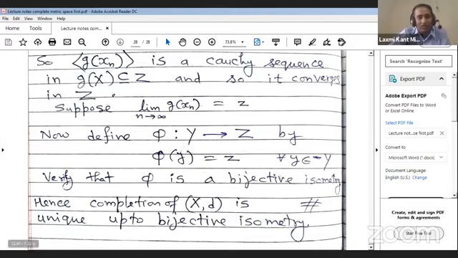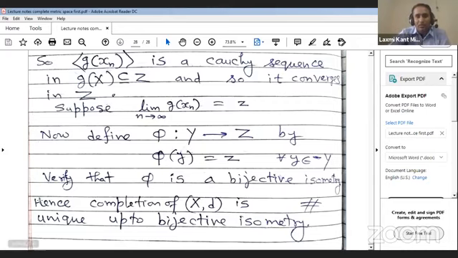So hence the (X, d) has a unique completion up to bijective isometry. Many things are done here, but many more things are left to check. So I will say that please verify all those things and fill the gaps. And many other things are also there using complete metric spaces.